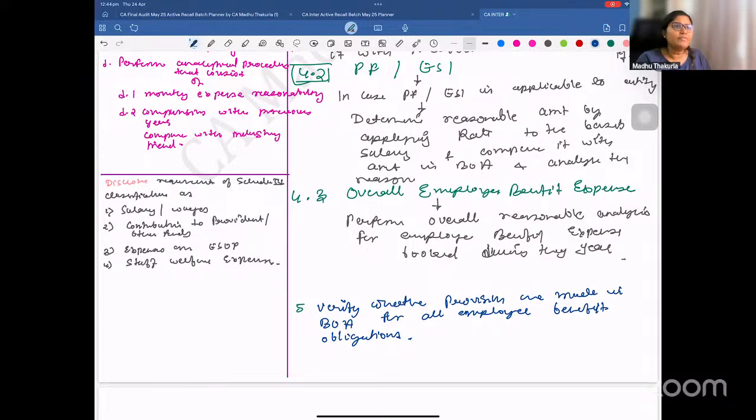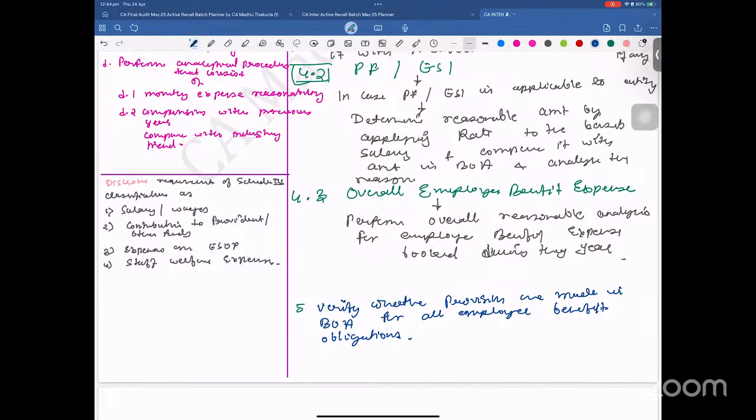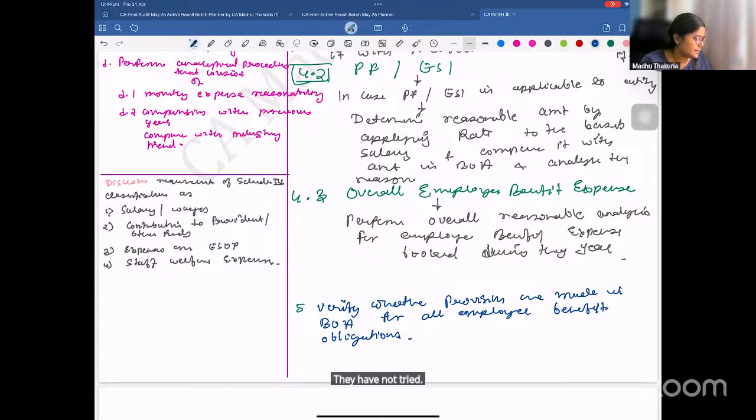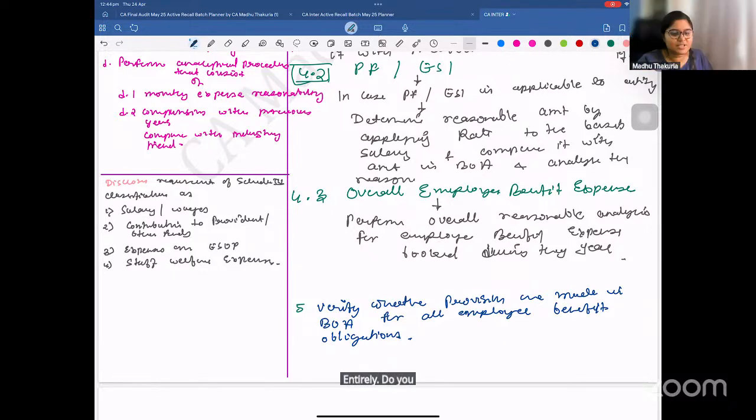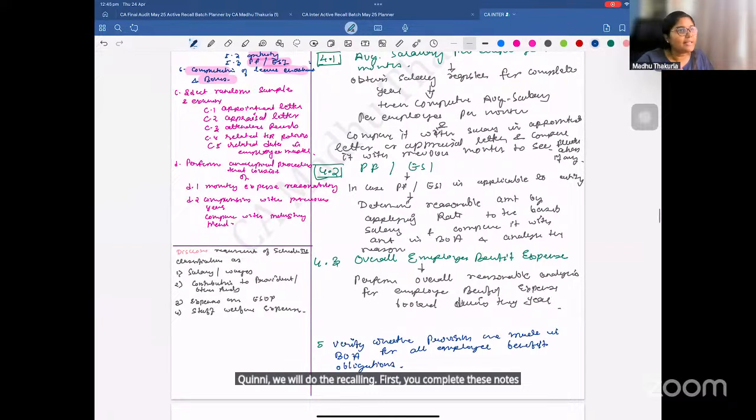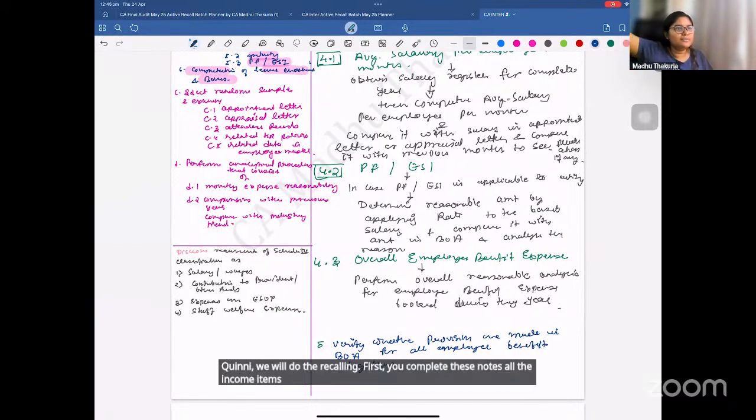Juhi, do you know if this question was asked in a recent past exam? No, ma'am. They have not, right? Did we complete the depreciation yesterday entirely? Do you remember what you have studied in depreciation? Yes, ma'am. Koi nahi, we will do the recalling. First, you complete these notes. All the income items we will recall tomorrow.